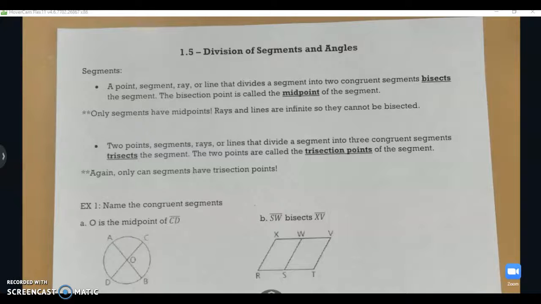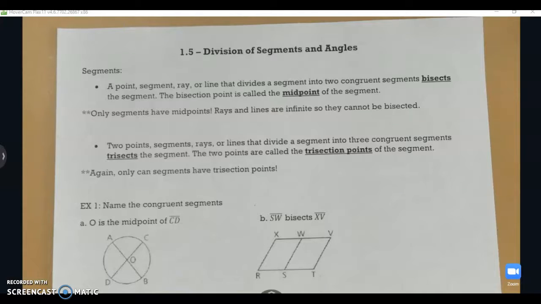All right, let's talk about division of segments and angles. So for segments, we can divide a segment using a point, another segment, a ray, or a line. And if we divide it into two congruent segments, we call that bisecting the segment. And that point is called the midpoint of the segment. That point that divides it is the midpoint.